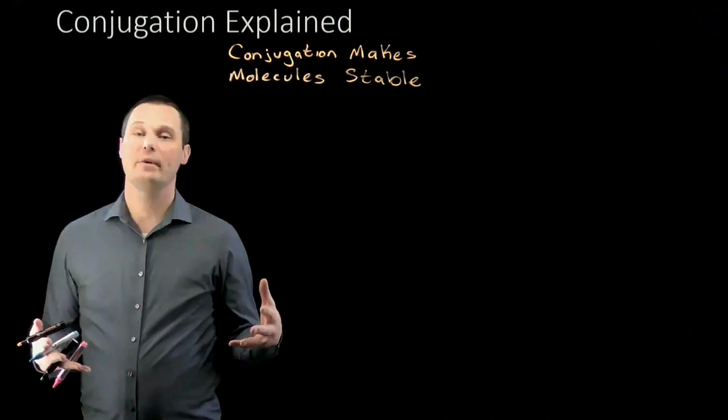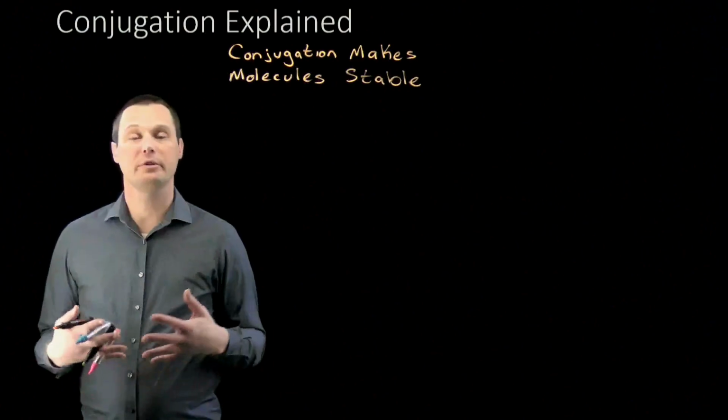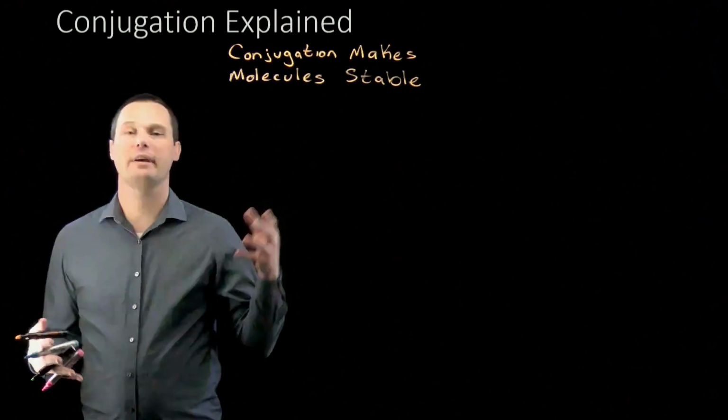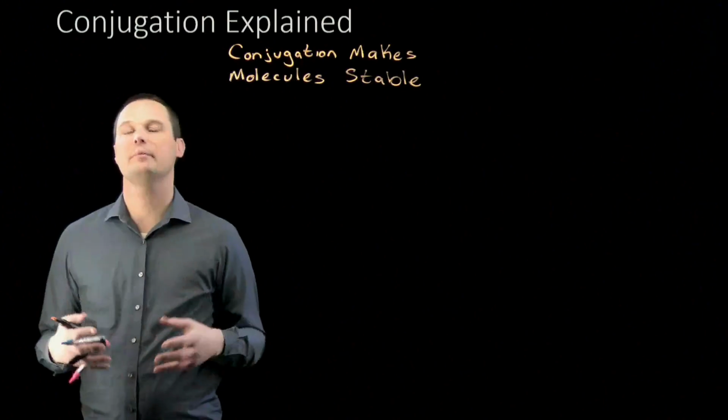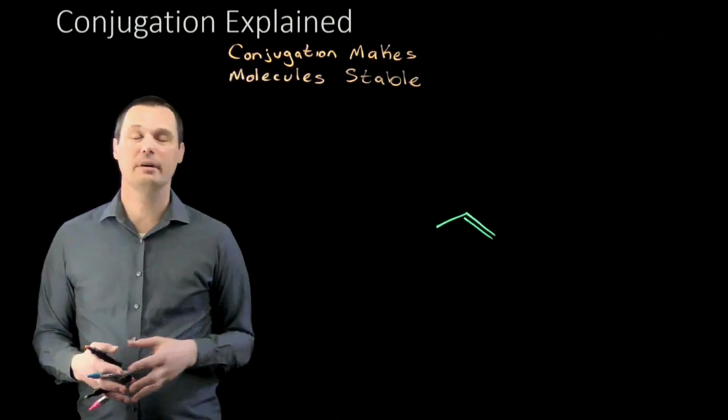Conjugation allows us to draw resonance contributors. Resonance allows us to spread electron density out over a larger volume, and when we spread electron density out through resonance because of conjugation, that makes those electrons more stable, and it makes the whole molecule more stable. Conjugation makes molecules more stable.